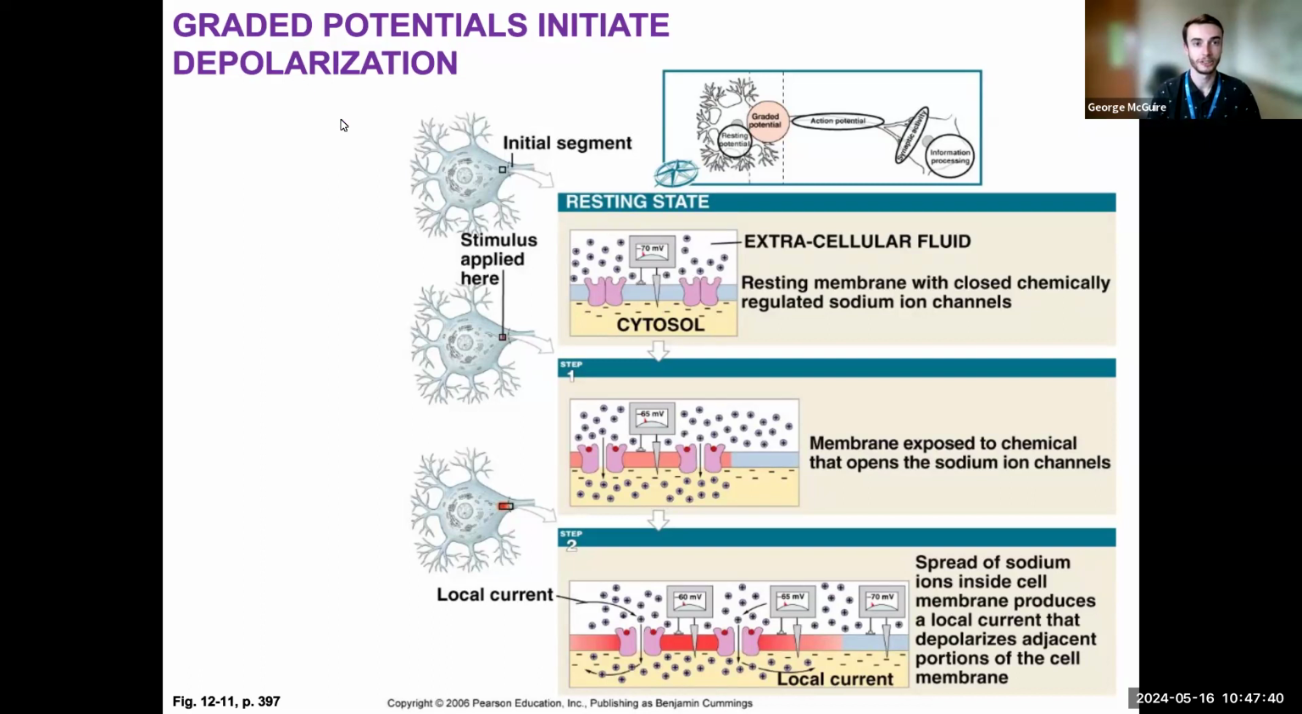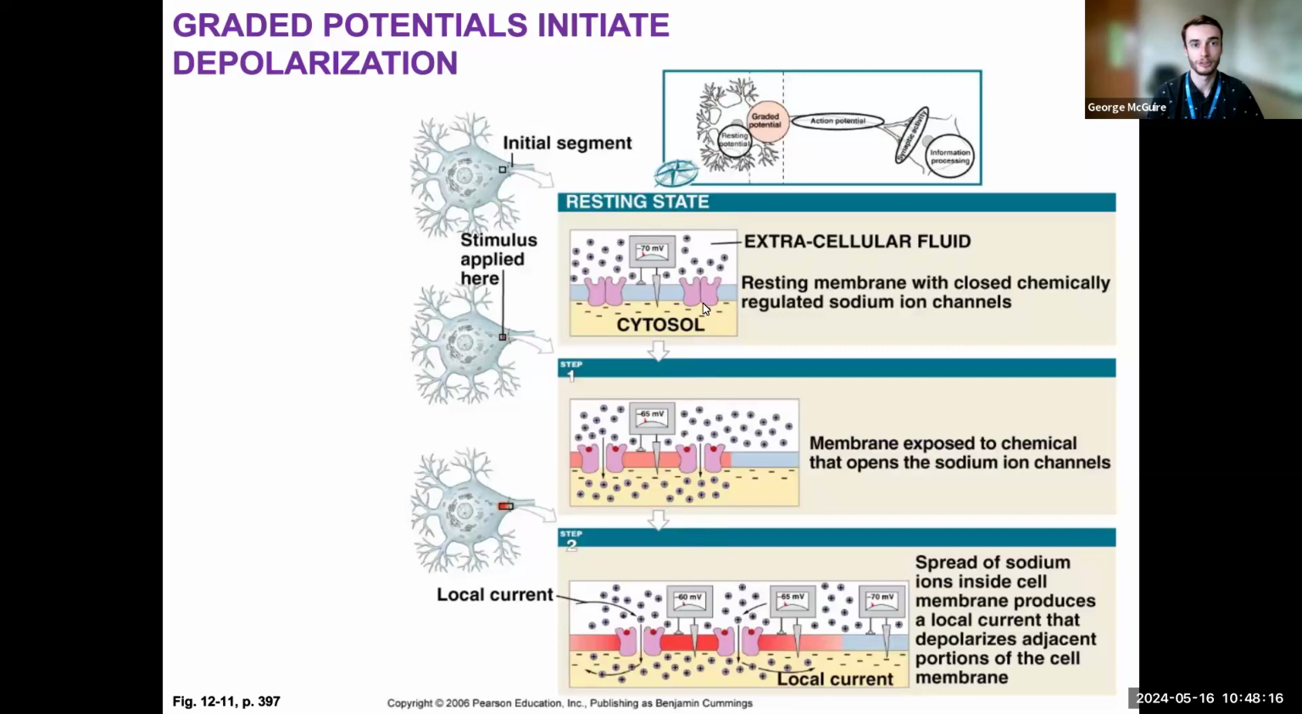So decreasing or increasing the difference in potential. Depolarizing is decreasing that difference, so going from negative 70 millivolts closer to 0. Hyperpolarizing would be taking that number farther from 0, so going from negative 70 to like negative 90. So graded potentials, if they depolarize the membrane to what is considered threshold, which is negative 60 millivolts, then that will start an action potential.